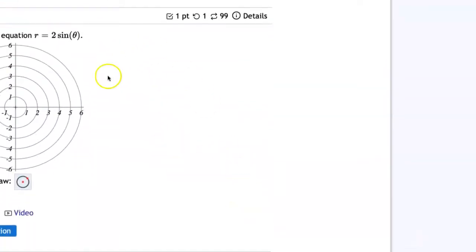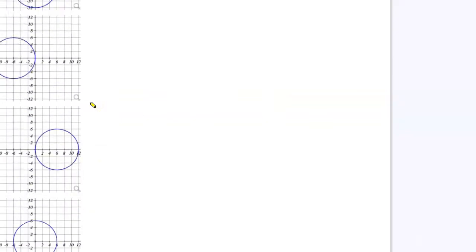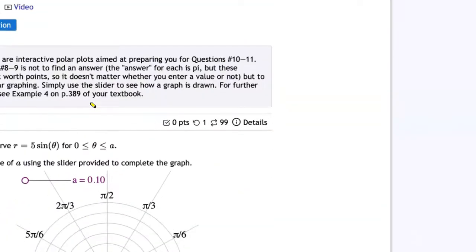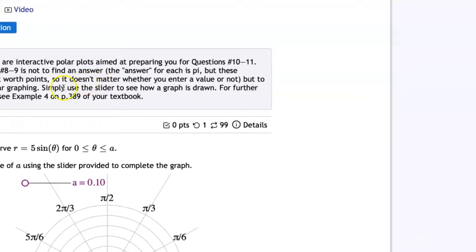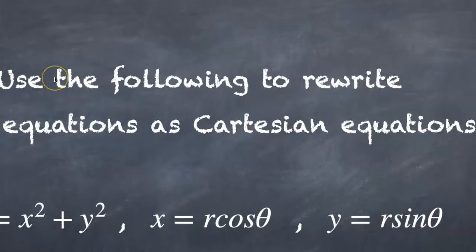Okay, and then drawing one by hand, also you can figure out how to do question 11 based off question number 8. But also, if you need help with question 11, you can see example 4 on page 389. Okay, so next we want to learn how to rewrite polar equations as Cartesian equations.